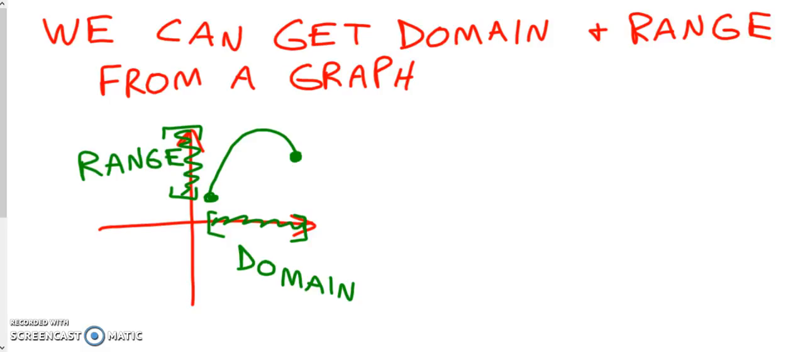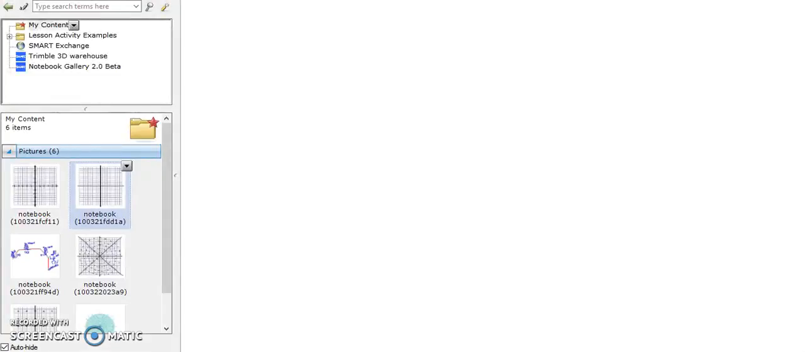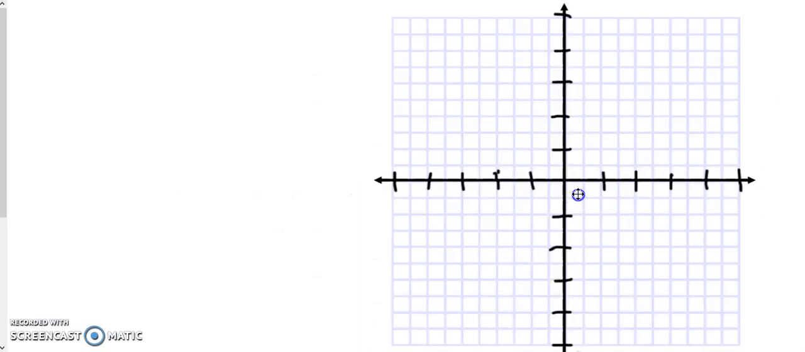All right. So let's do some examples of this. We good to go on to the next page? All right. We shall call this graph F.